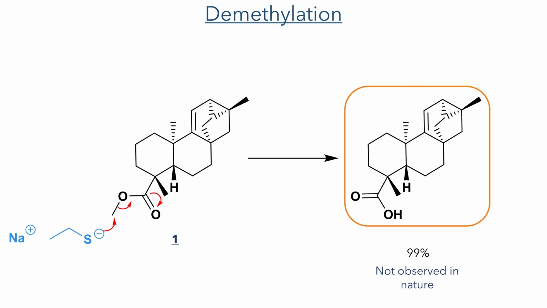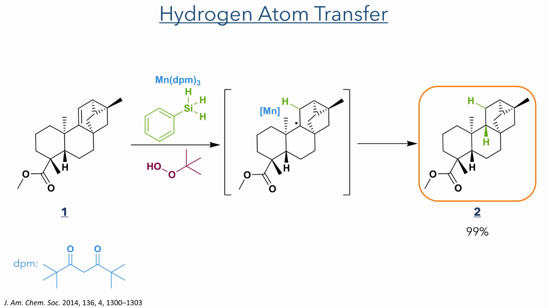The next reaction they carried out was a demethylation using sodium ethanethiolate. This acts as a nucleophile towards the methyl ester to produce the carboxylic acid upon workup. This product isn't observed in nature, but will be used in later oxidation studies.